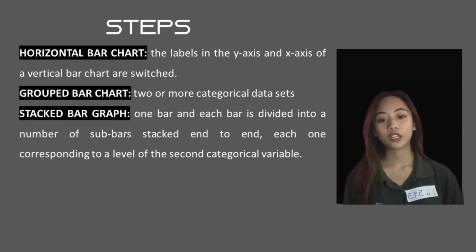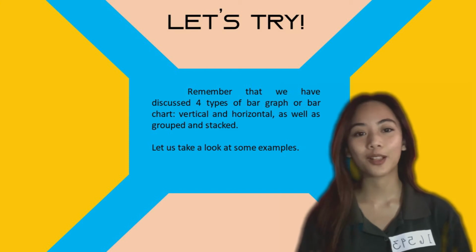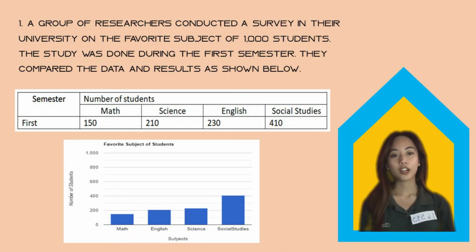However, instead of individual bars for the categorical data sets, we use 1 bar, and each bar in a stacked chart is divided into a number of subbars. They are a bit confusing, right? But here, let us take a look at our different sample problems. Let us start with the most common and the standard vertical bar graph.